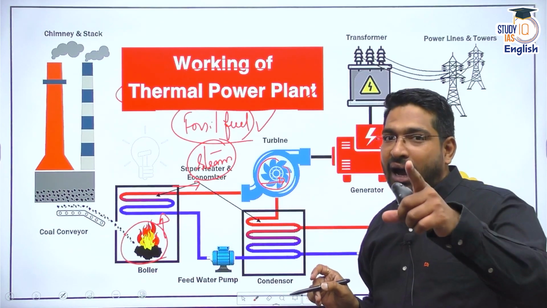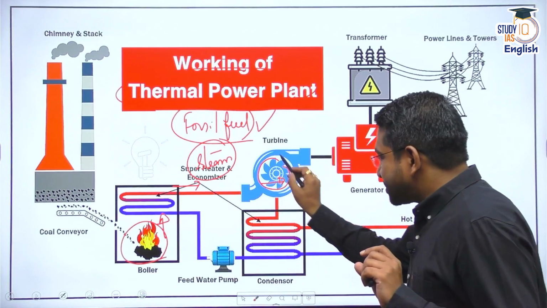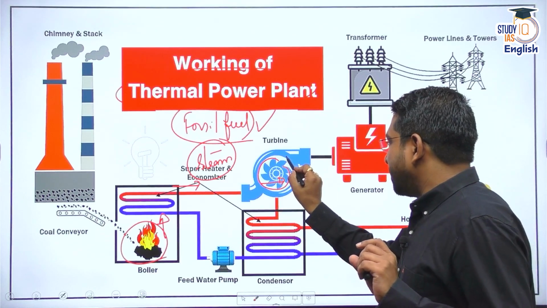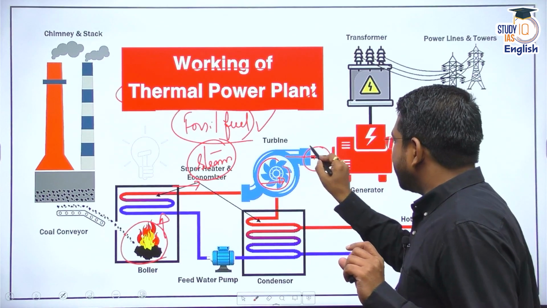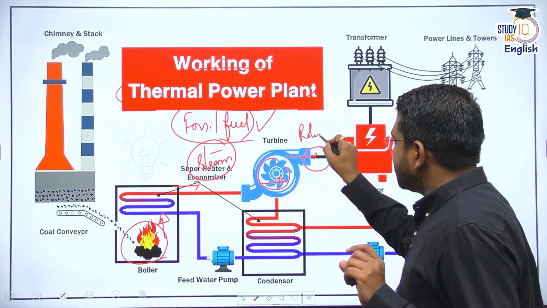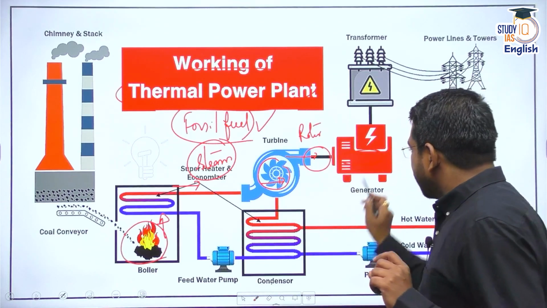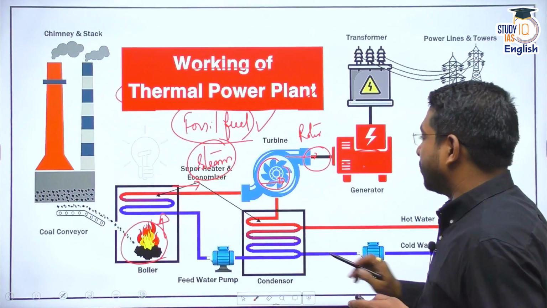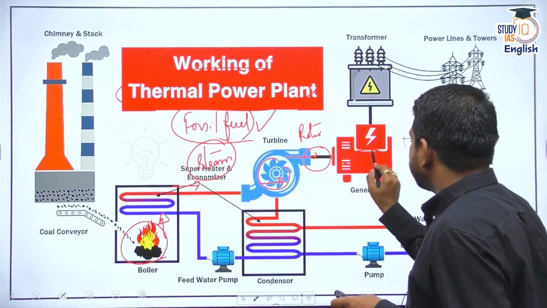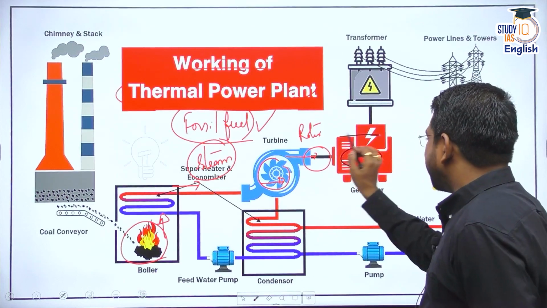And I told you, how does the electric generator work? This turbine moves. Once this turbine rotates, this is the rotor. So in this generator, there is a rotor coil. Let me just change the color. There is a rotor coil, and then there is a stator coil.